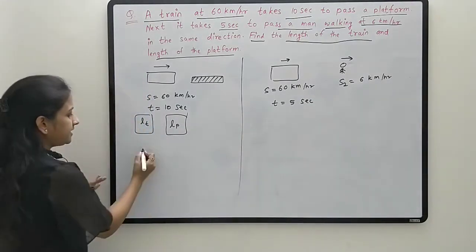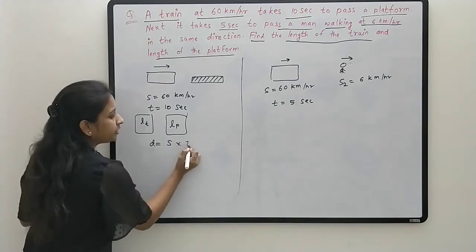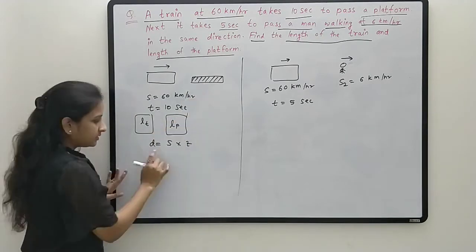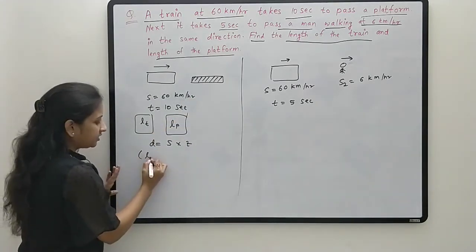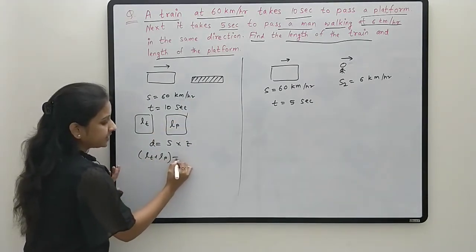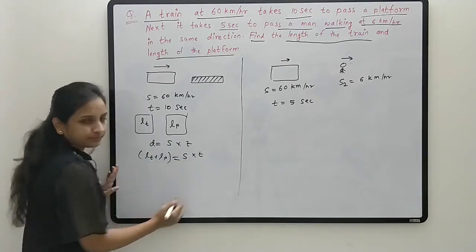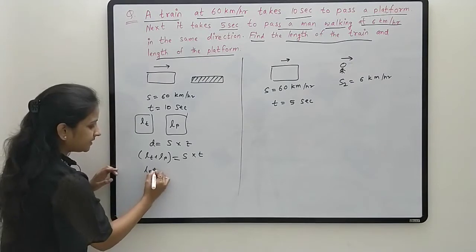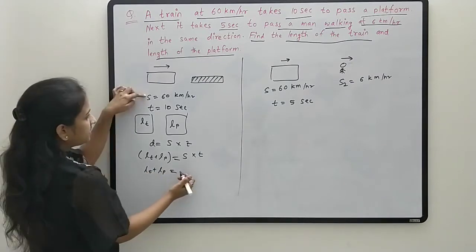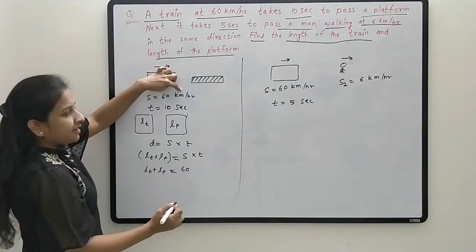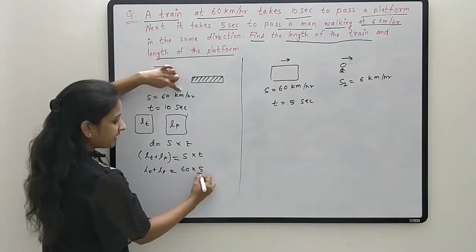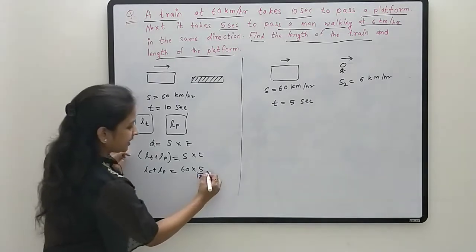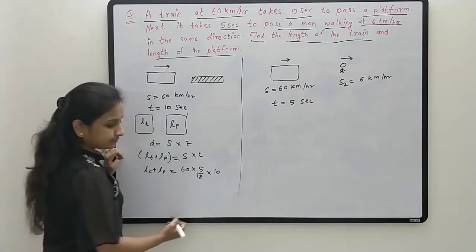Let's solve this. Here distance is equal to speed into time, the basic formula. Train crossing the platform. So distance, length of the train plus length of the platform, is equal to speed of train into time. These two are not given, so LT plus LP as it is equals speed 60 km per hour, multiplied by 5 by 18 so that we get speed in meter per second, into time, 10 seconds.